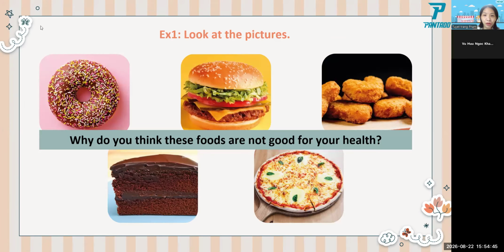Okay. You look at the pictures. Why do you think these foods are not good for your health? You can type your answer in the chat box, please.